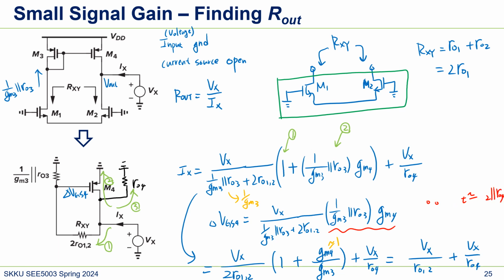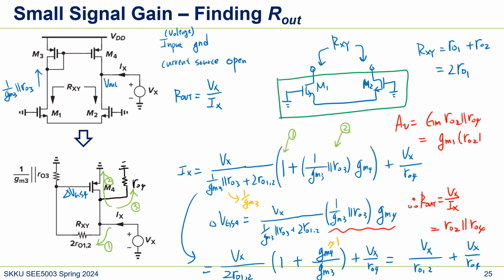Let me just rewrite it again. So the conclusion is R out is IX Vx, which is RO2 parallel RO4. So the overall gain is minus GM times RO1, RO2, RO4. Oh well, we write it down it's this way. So the gain is GM1, RO2, RO4.